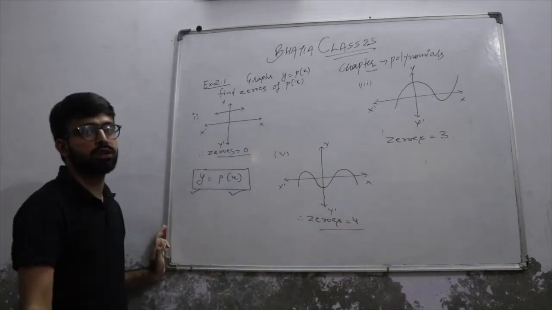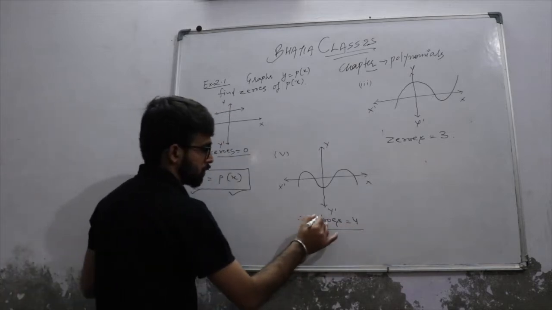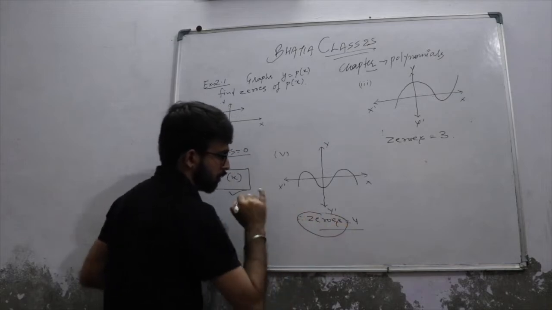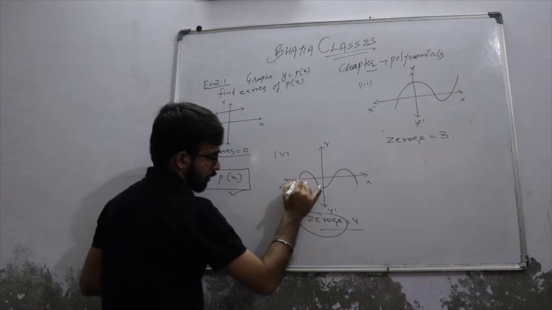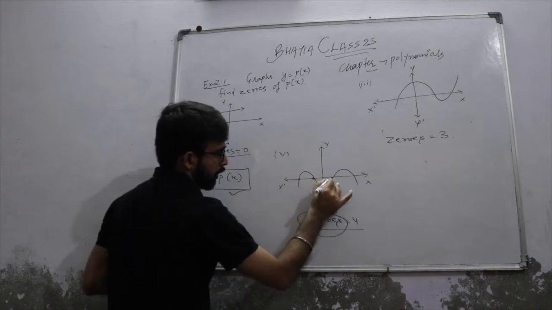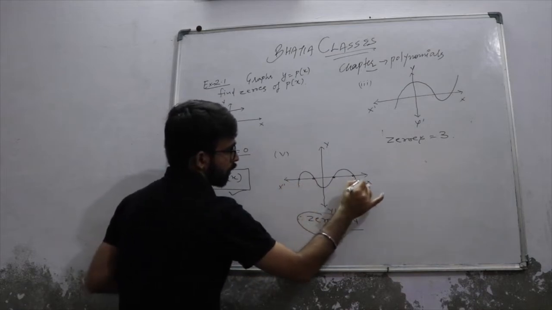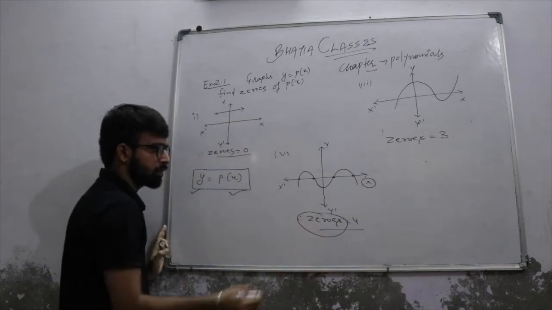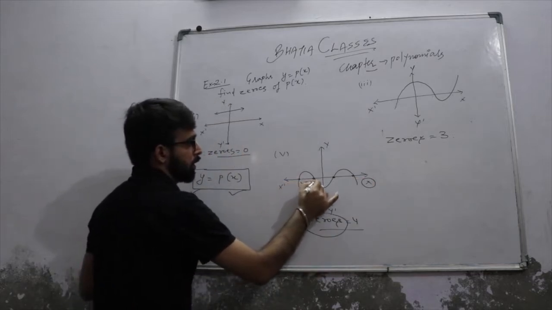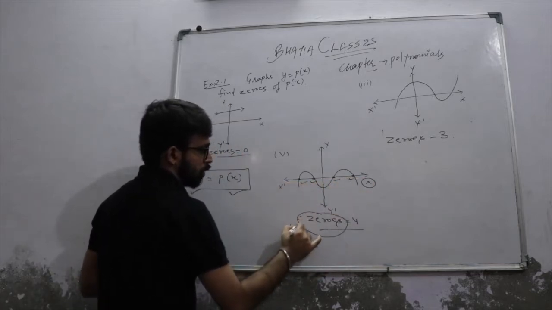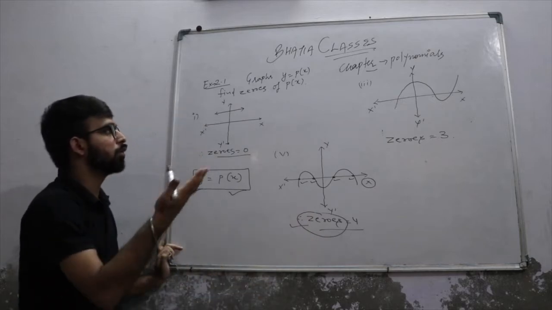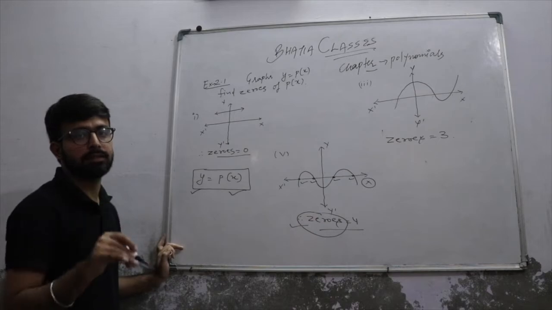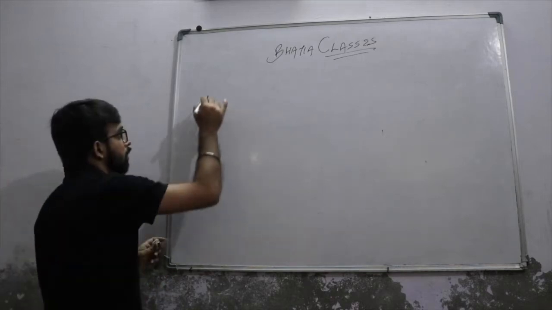Many of the students get confused: what are zeros? Zeros, in simple terms, are the values on the x-axis. You can see in this graph, these values on the x-axis are known as zeros of the equation. Now we will go to the next exercise.